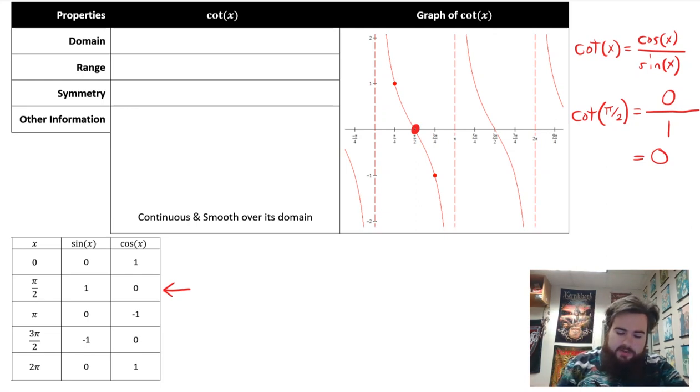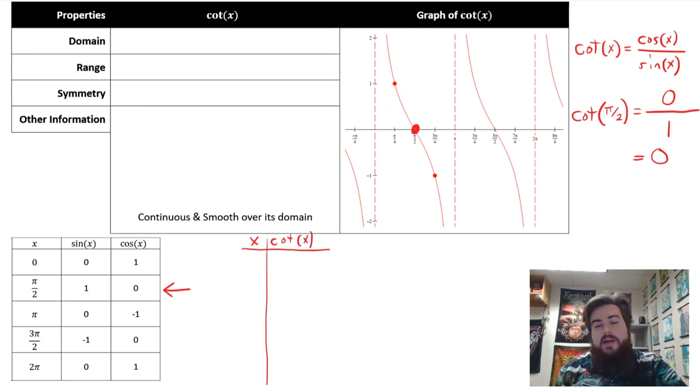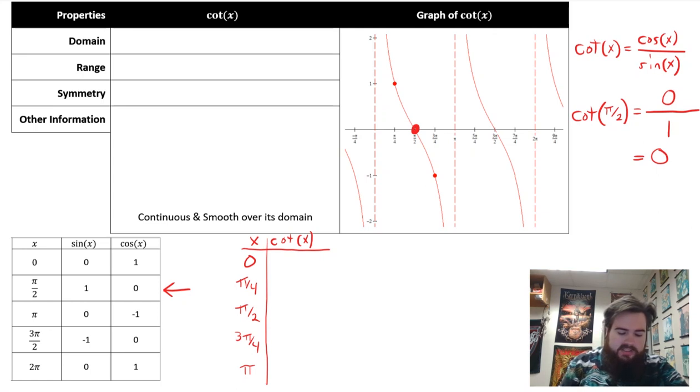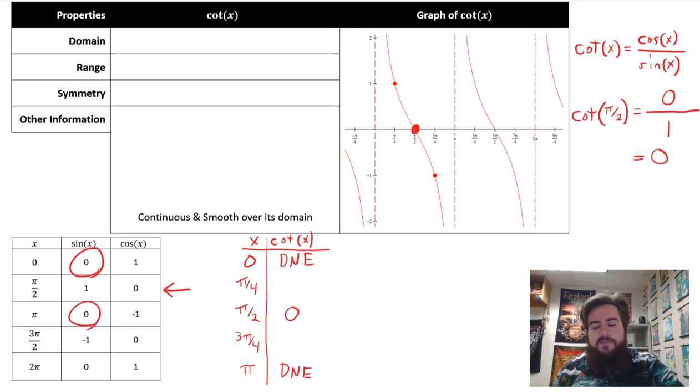If you do want to graph this, though, the t-table that is recommended to create graphs concerning cotangent, it is recommended to use this particular range from 0 to pi fourths to pi halves to 3 pi fourths and up to pi, still using phi values. At both 0 and pi, where sine is 0, we have undefined values. We have asymptotes there. And as established earlier, cotangent at pi halves is 0.